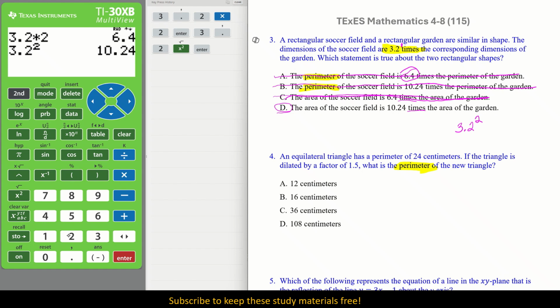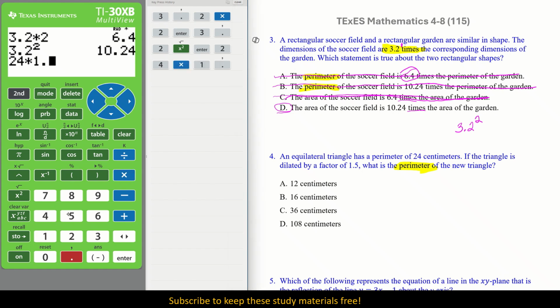Okay? So that is simply 24 times 1.5. Okay? Which is 36, and that is valid. Okay. Now, you can look at the other options that you're given.